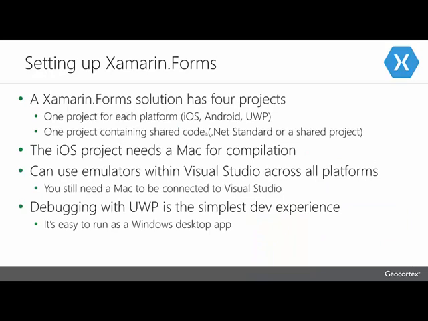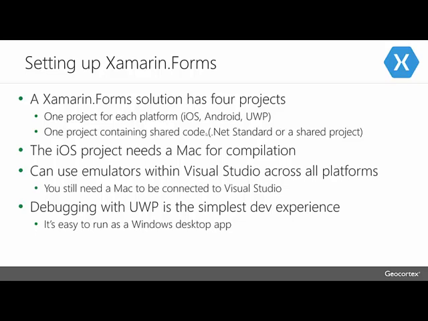So just a couple notes. We're going to go into a demo on setting up a basic Xamarin.Forms project right away, but there's a couple of specific things when you're setting up your project in Visual Studio. Typically, a Xamarin.Forms solution has 4 projects. If you're developing for each platform, you'll have an iOS, an Android, a UWP, and then you also have one project containing the shared code. This can be a .NET Standard library or just a shared project, which will then compile into each of the iOS, Android, and UWP applications.